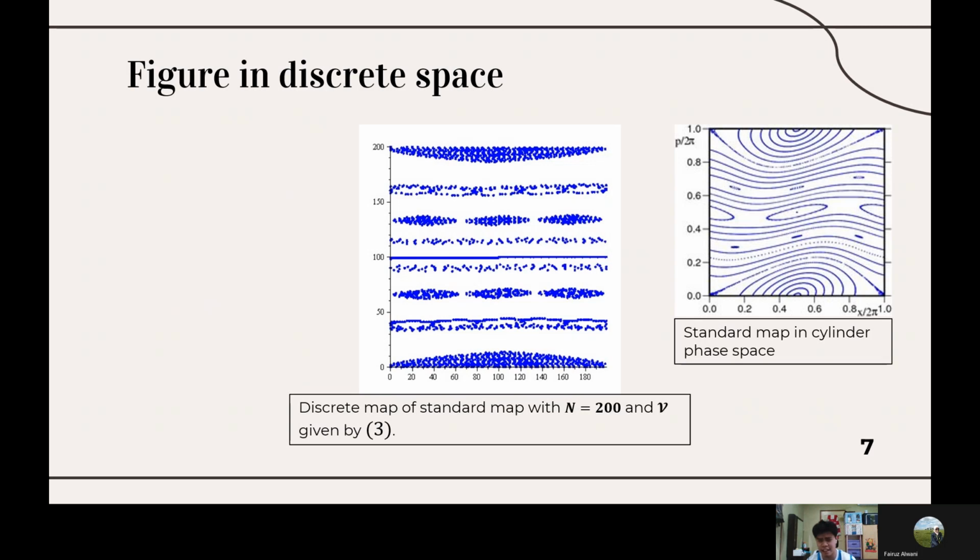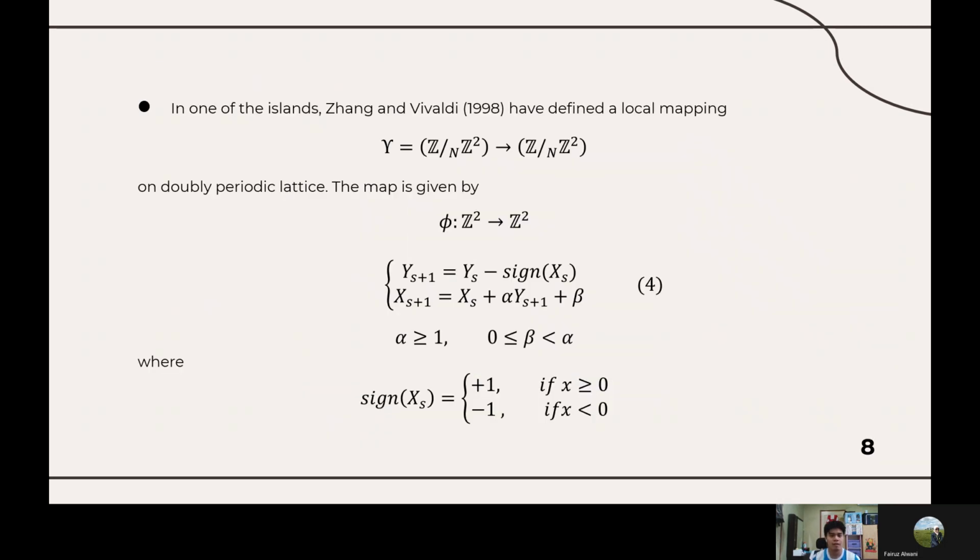As we can see on the right hand side, this is the standard map in the cylinder phase space. In the cylinder phase space, we can see the KAM tori and the island chains, but in discrete space, we can only see the island chains. That's the difference between the discrete space and the cylinder phase space. Instead of investigating all the island chains in the figure of the discrete space, we can choose only one of the island chains to represent all the island chains.